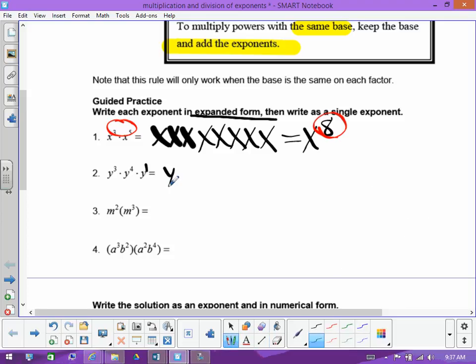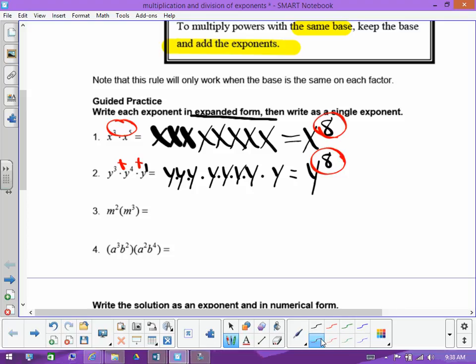So if we add these up, we have 3 y's, 4 y's, and 1 y. Now I'll kind of separate them a little bit just so you can see the difference. But it's all multiplication. So if we multiply all that together, we have y to the 8. So our shortcut would be to add our exponents and get 8. Now it seems pretty simple when you're talking about one letter or one number. But when you start getting them more involved, you're going to have to pay attention to your bases.